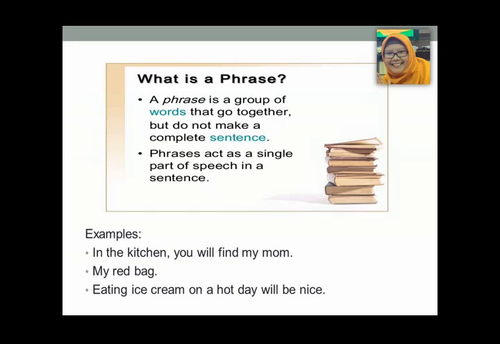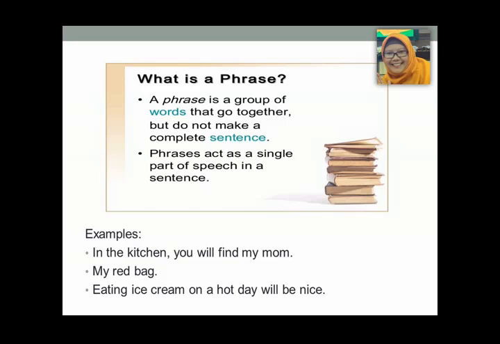In the kitchen, you will find my mom. Which one is the phrase? Yes, in the kitchen is the phrase. This is a prepositional phrase. And then you have my red bag. This is a phrase. You group some words, but there is no complete sentence. We know that complete sentence we will learn after this.